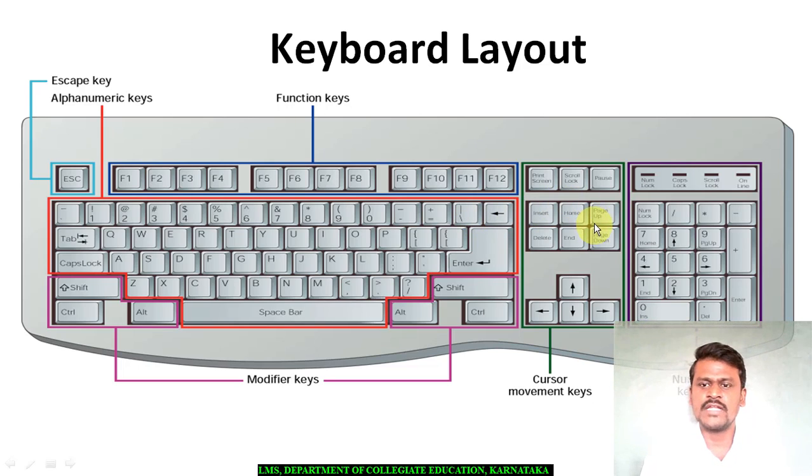And I will explain two more, that is page up and page down. Page up and page down keys are used if you are scrolling down and up in a particular document which has n number of pages. If you go on pressing the cursor keys, it will move one line at a time.